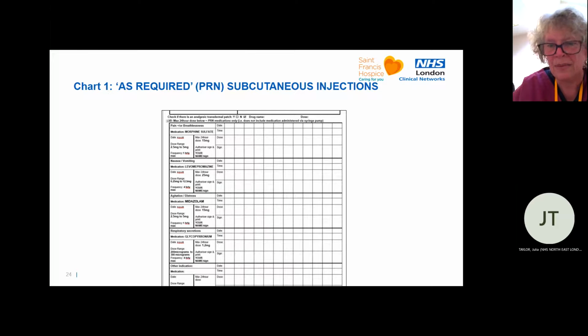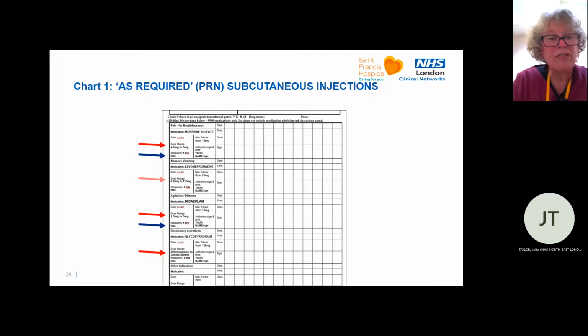Just going into some of the detail you need to authorise. So as well as the date and your signature, you need to provide a dose range. So most drugs you are able to write a dose range. The exception is some antiemetics. So we'll look at those dose ranges individually once I've shown you the wider chart.